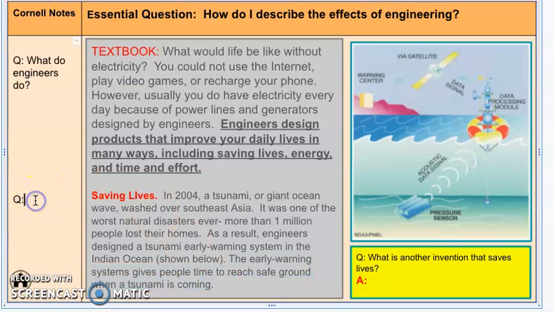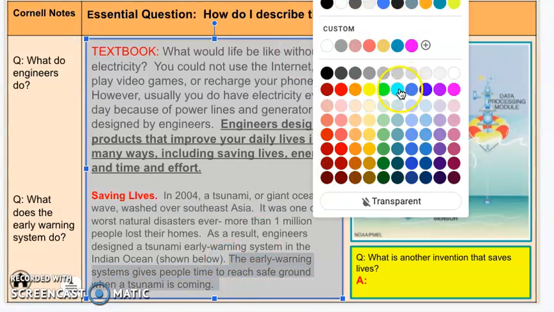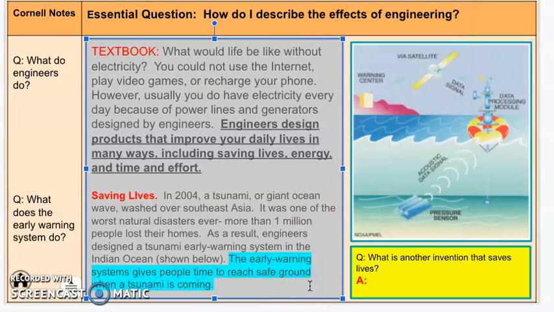Okay? So our question could be, what does the early warning system do? And it says right here, the early warning system gives people time to reach safe ground. I'm going to highlight that. It's an example, so I'm not necessarily going to underline or bold it, but I'll highlight it because it answers our question. Okay? Now here's your job.